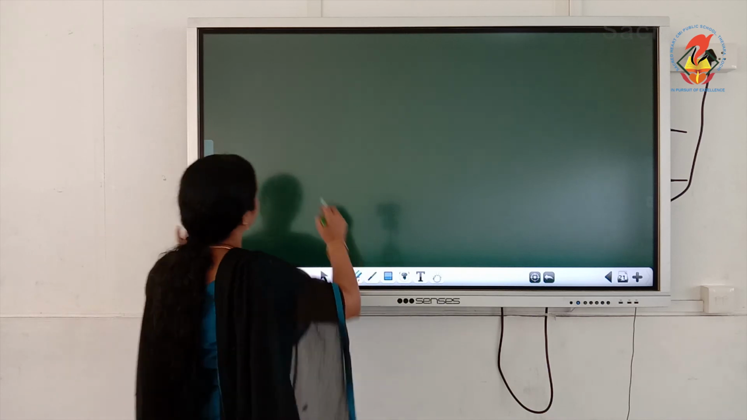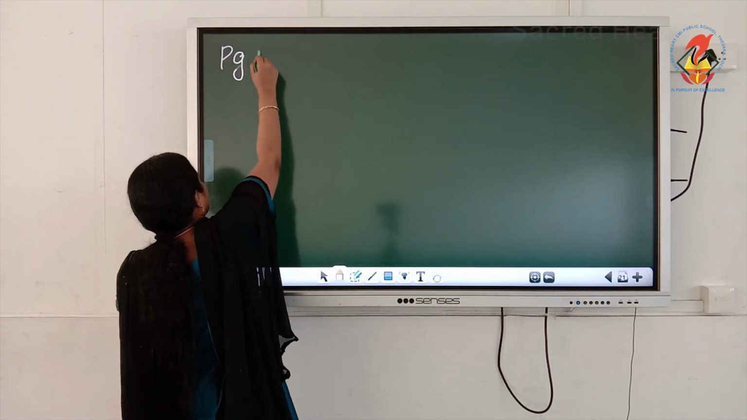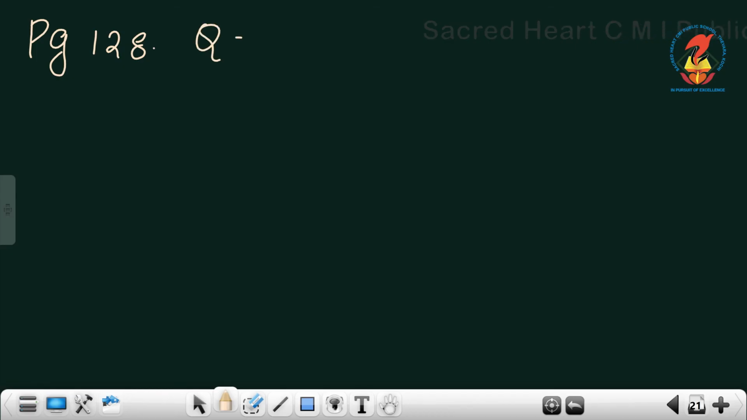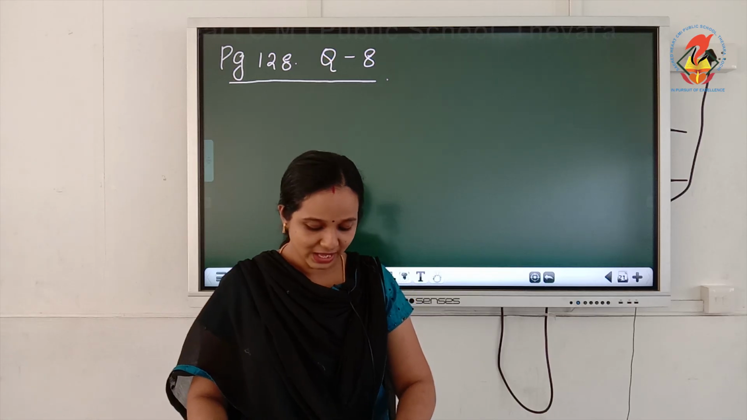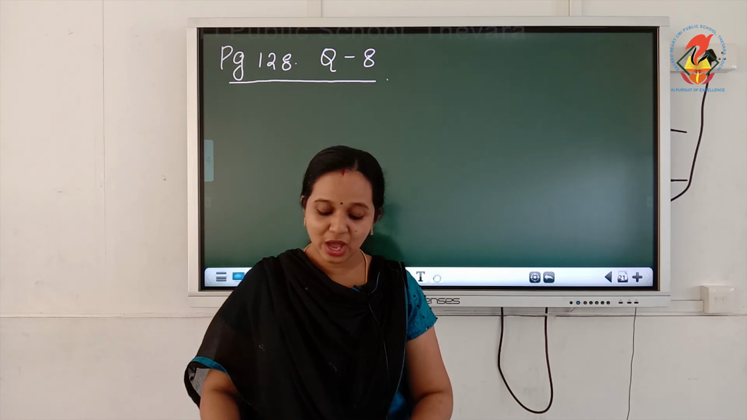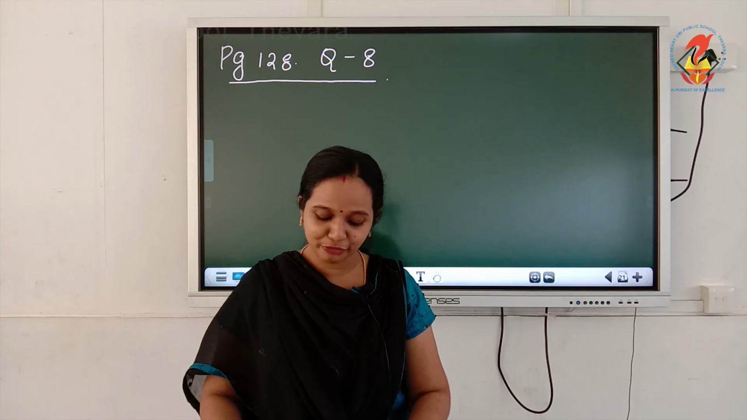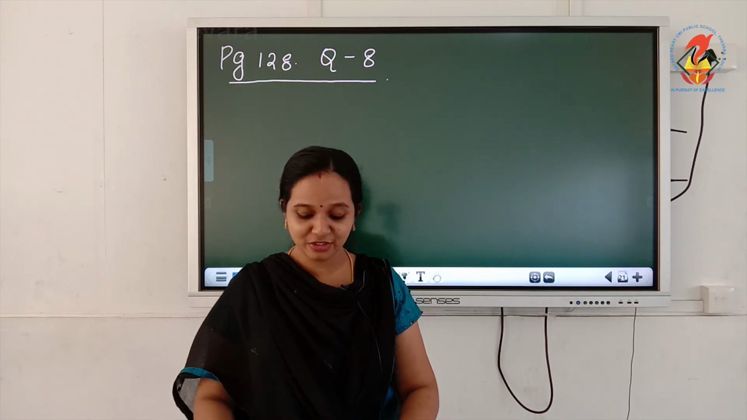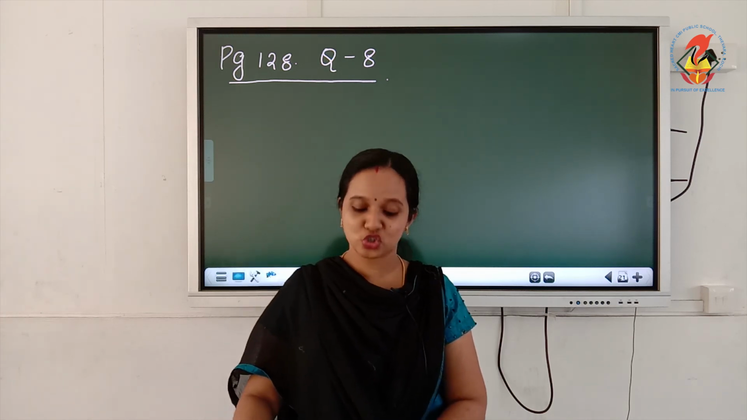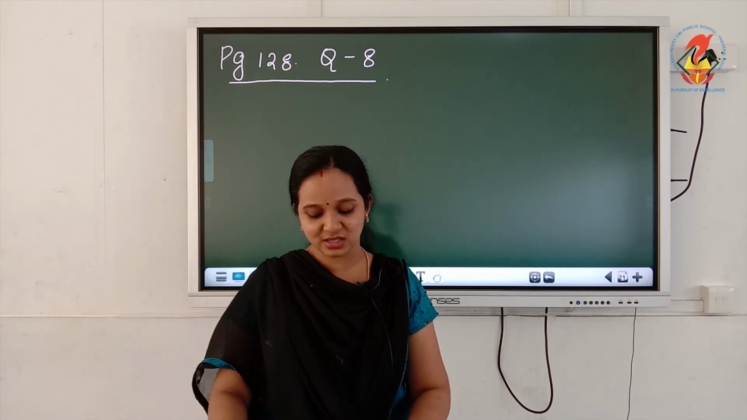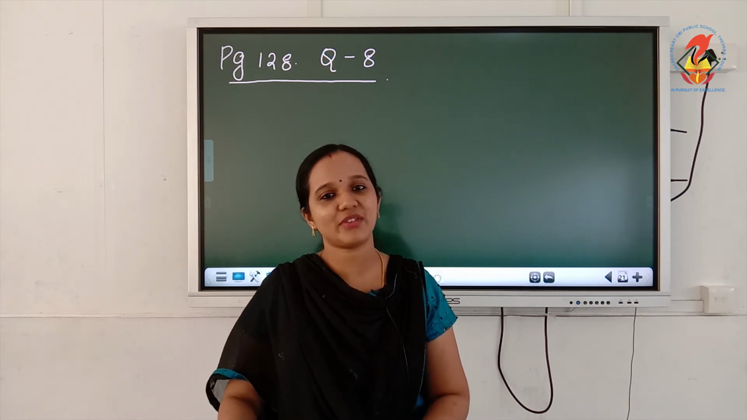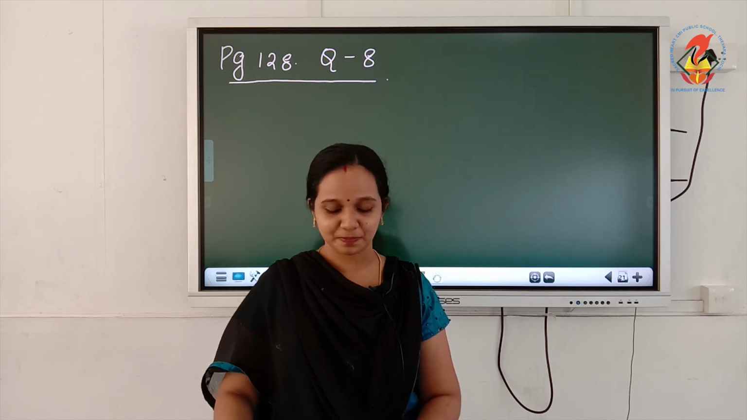8th question, page number 128, question number 8. The question is: an automobile vehicle has a mass of 1500 kilogram. What must be the force between the vehicle and road if the vehicle is to be stopped with a negative acceleration of 1.7 meter per second square?